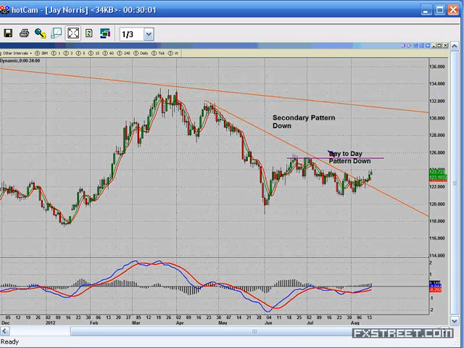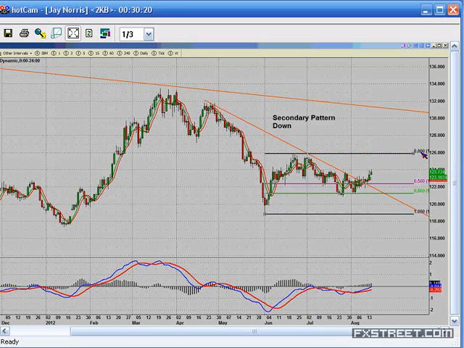That day-to-day pattern is still down. Here, let me clear that line out. That was your previous. That held that line. So it couldn't even get beyond the 50% of that. That was a secondary pattern line. Let me just remove that. Let me see the extent of that retracement right there.